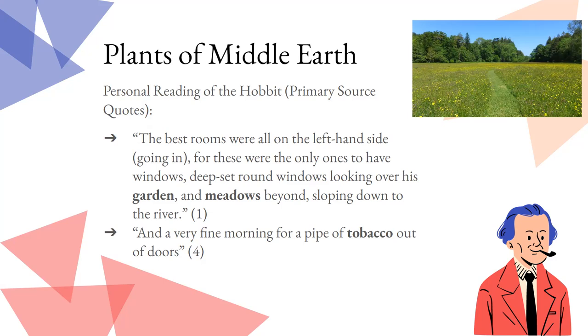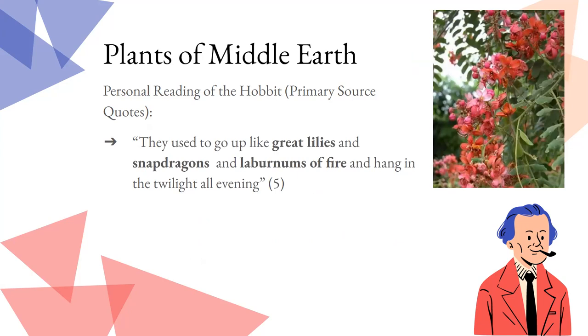Somebody said tobacco, very good. That was page 4. This is technically the first species ever mentioned in The Hobbit, or in Middle Earth, is tobacco, which is kind of fun to think about. We can go on. We're on page 5 now.